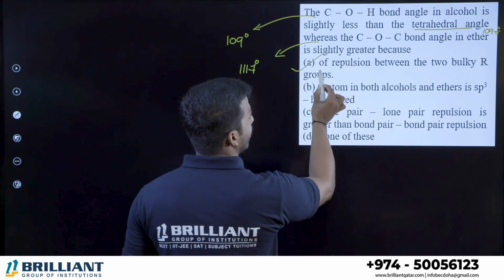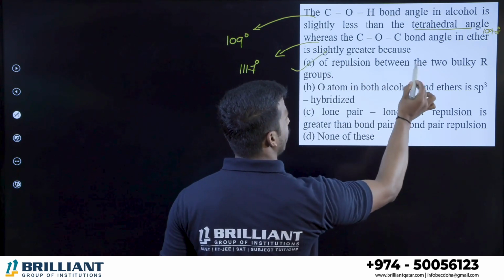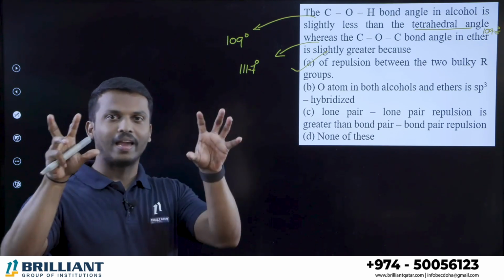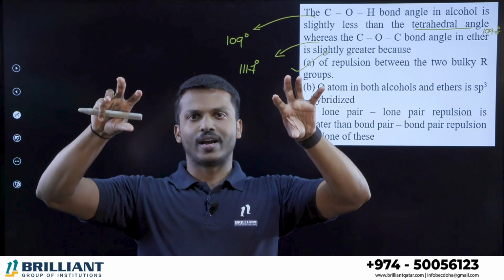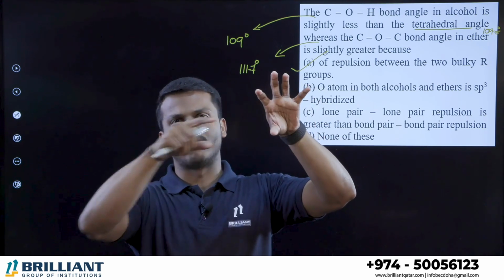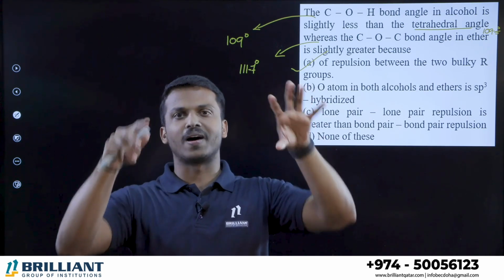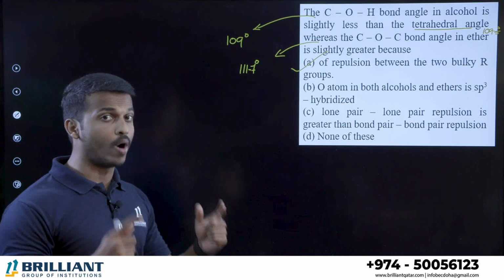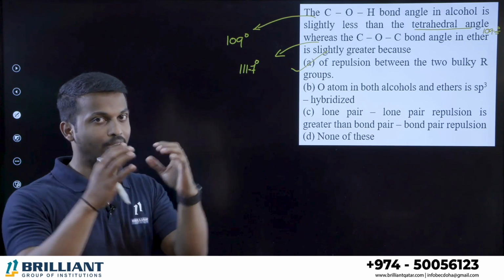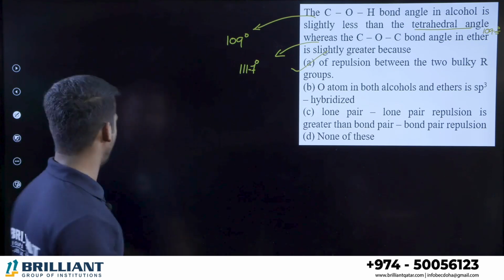Option A, the repulsion between the two alkyl R groups. The alkyl groups are very bulky groups. They will repel each other. So they will try to exist with a large distance, far apart. So there is a large difference in their bond angle, right? So option A is the correct one. Why does ether show greater bond angle? Due to the repulsion of alkyl groups.